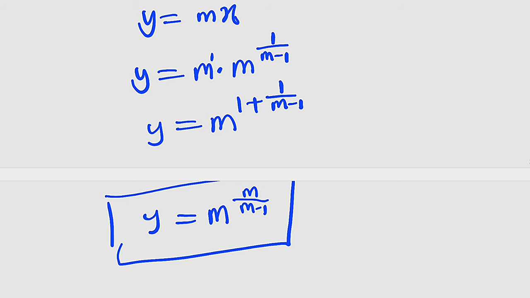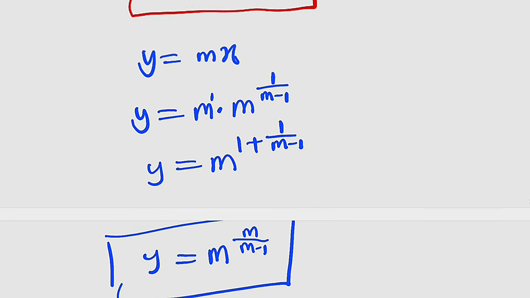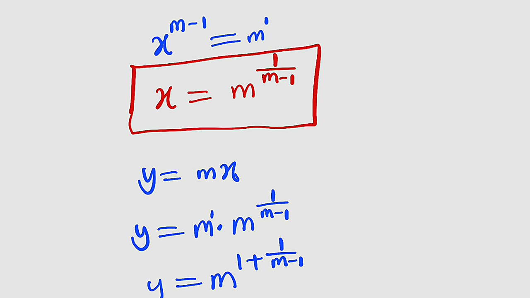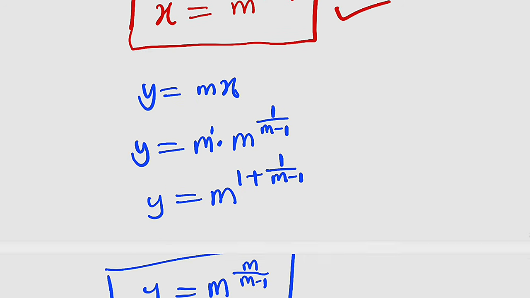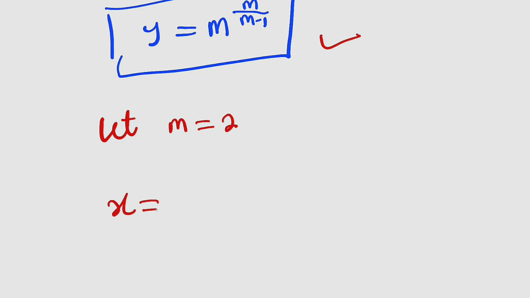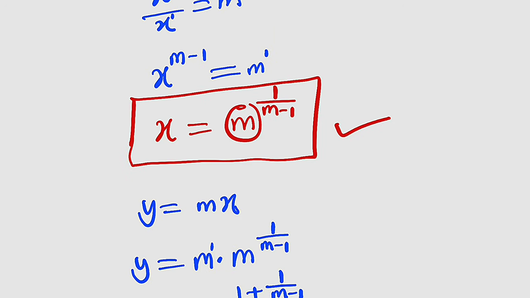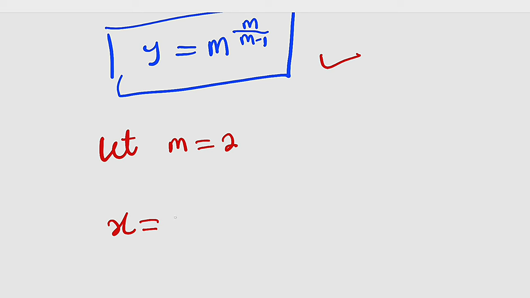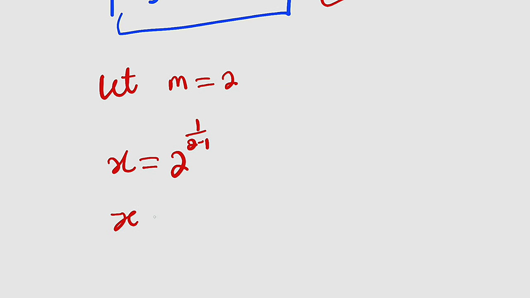So let us play with numbers here. Whatever the value of x and y are depends on m. But m in here and here are exactly the same, right? So let's choose numbers. Let's assume m is equal to 2. Therefore, x will be equal to m raised to the power of 1 divided by m minus 1. So it will be 2 raised to the power of 1 divided by 2 minus 1. 2 minus 1 is 1. 1 divided by 1 is 1. 2 to the power of 1 is 2. So x is equal to 2.